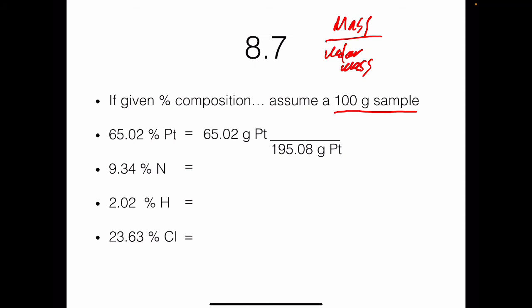So the molar mass of platinum from the periodic table is 195.08 grams per mole. And this comes out to, once you do the dividing, 0.33 moles of platinum. Take just a minute, pause your video, fill in the rest of these. Make sure you're able to find the molar mass from the periodic table and then to calculate the moles based on that value.